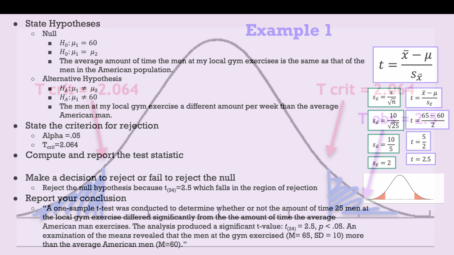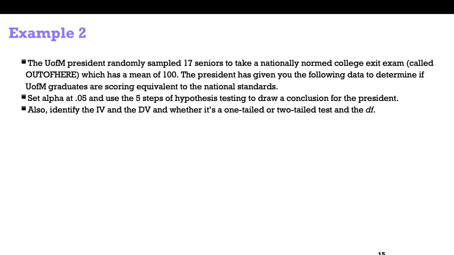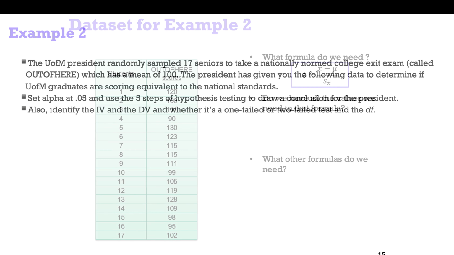Let's do another one together. The University of Memphis president randomly sampled 17 seniors to take a nationally normed college exit exam called Out of Here, which had a mean of 100. The president has given you the following data to determine if U of M grads are scoring equivalent to the national standards. Set alpha at 0.05 and use a 5-step hypothesis test to draw a conclusion for the president. Also identify the independent and dependent variables and whether it's a one- or two-tailed test and the degrees of freedom.